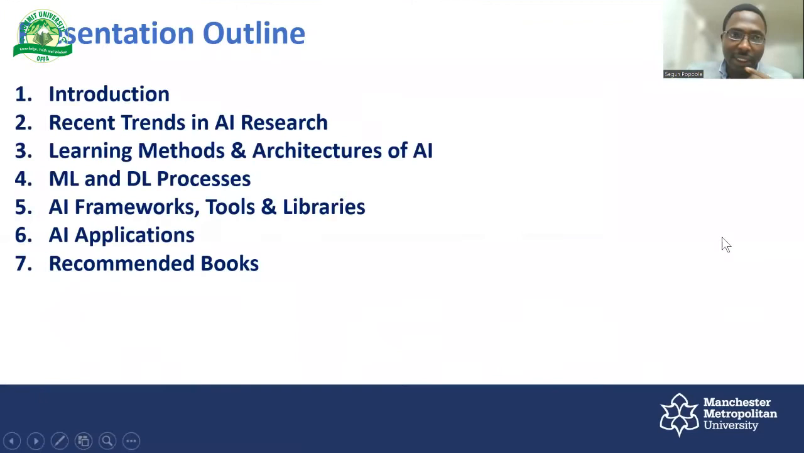This is the outline of my presentation. First, we'll look at the introduction to AI, and also I'll discuss the recent trends in AI research as of today. Also, we'll look at the learning methods, the architecture, ML, machine learning, and deep learning processes. And I'll also present some of the available frameworks, tools, and libraries that you need to be aware of to start implementing AI in your own research domain.